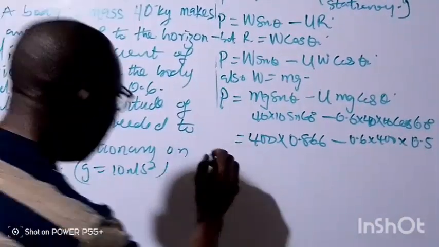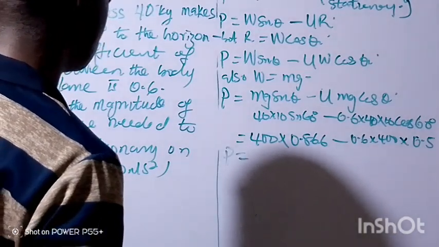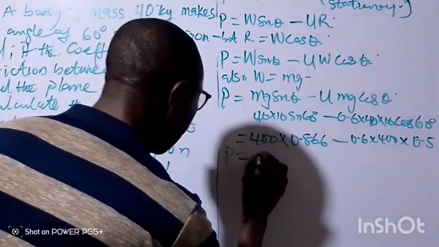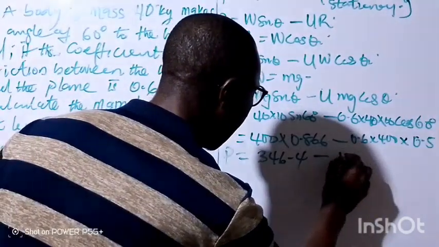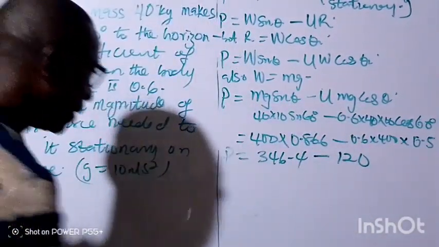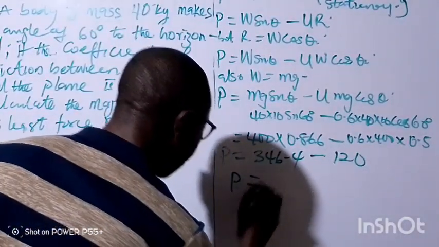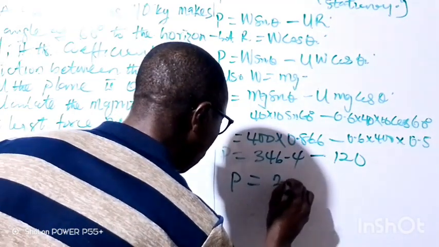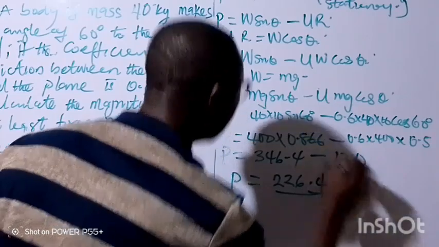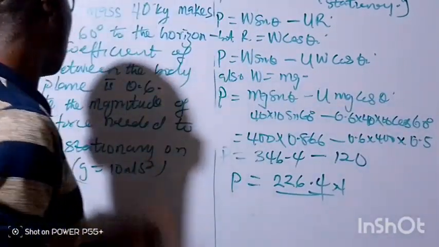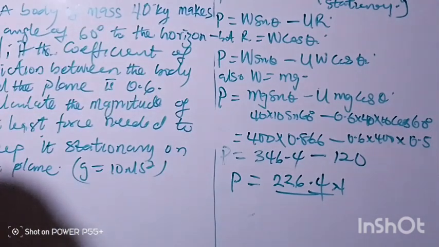Now, our P, which is the least force needed to keep the body stationary, is equal to 346.4 minus 120. And this will give us the final answer for P, which will be equal to 226.4 Newton. That is the least force that we require to keep the body stationary on the plane.